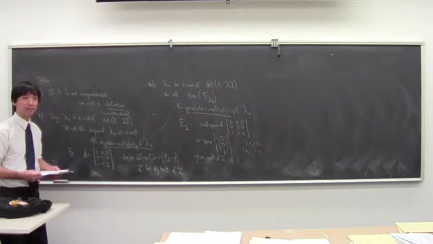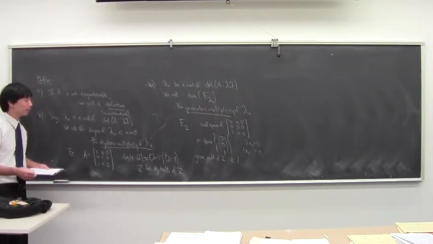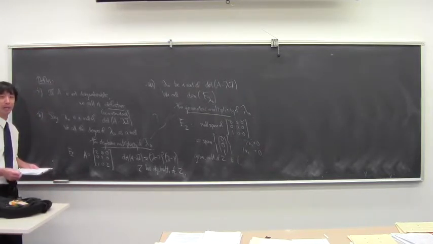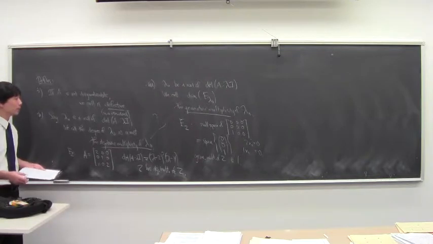Think about it for a couple of minutes and see if you can give me some reason why the geometric multiplicity is always going to be smaller than or equal to the algebraic multiplicity. And the algebraic multiplicity is always going to be bigger than the geometric multiplicity.